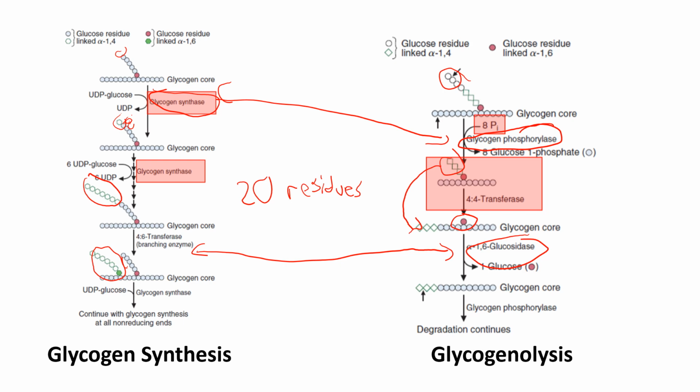And with that, that's pretty much everything to do with glycogen buildup and breakdown. I would definitely remember these enzymes. I think all of them are fair game except maybe 4,4 transferase. I don't think we ever got asked that, but you might need to know it. So this is definitely a slide I would touch up on.